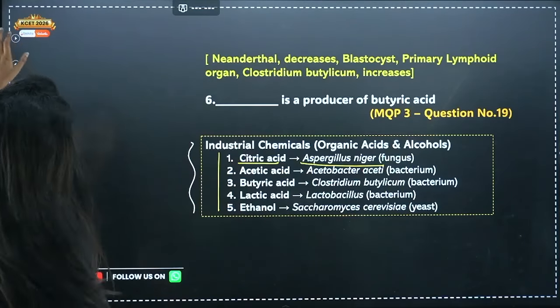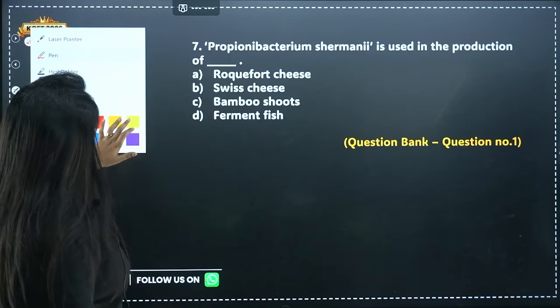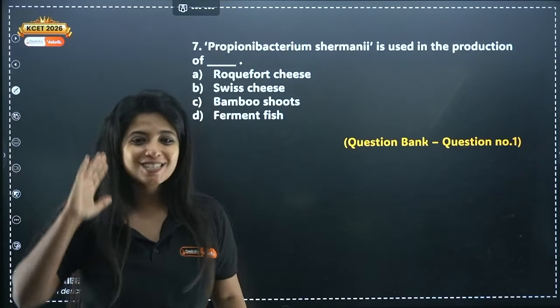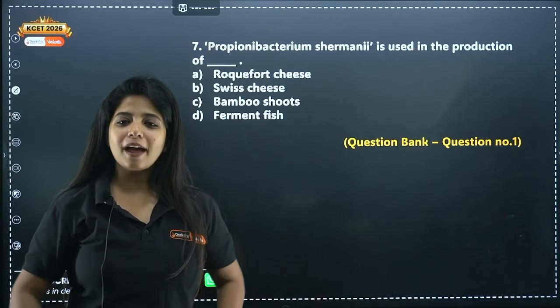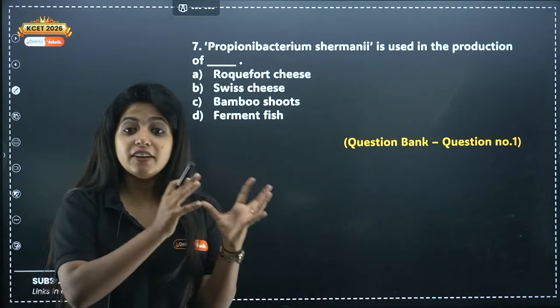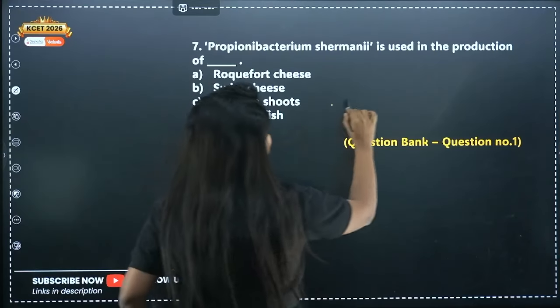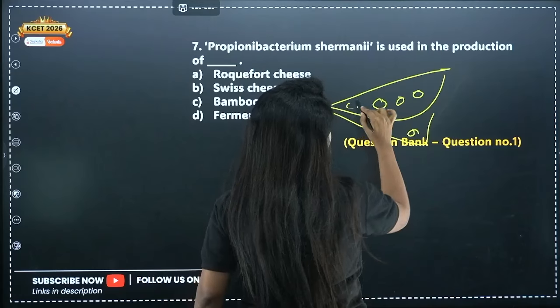Now, Propionibacterium shermanii is used in the production of Swiss cheese. Shermanii sounds like sharmana in Hindi, which means getting shy. So Propionibacterium shermanii is shy because it is releasing carbon dioxide. And when it releases carbon dioxide in the cheese, my dear children, it gives rise to what? Big pores.